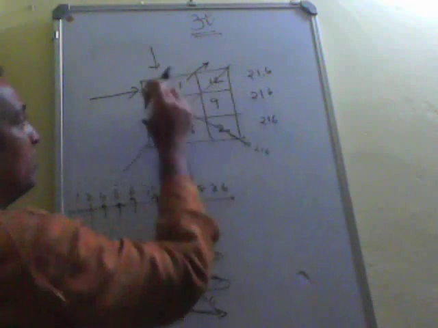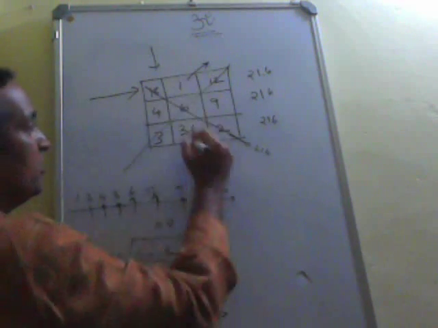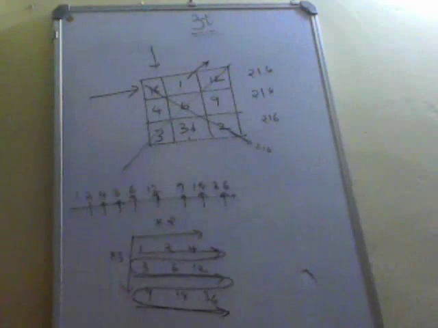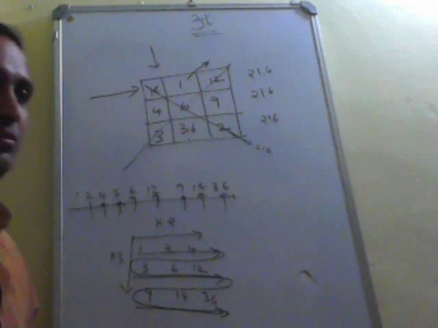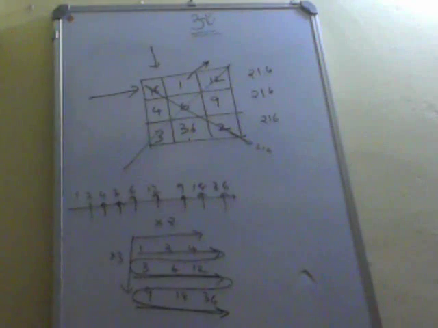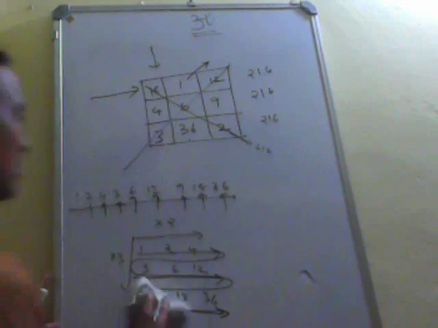9. After 9, 18. After 18, 36. And then multiply and check. Okay. There we are adding and subtracting, no? That is an addition magic square. This is a multiplication magic square.